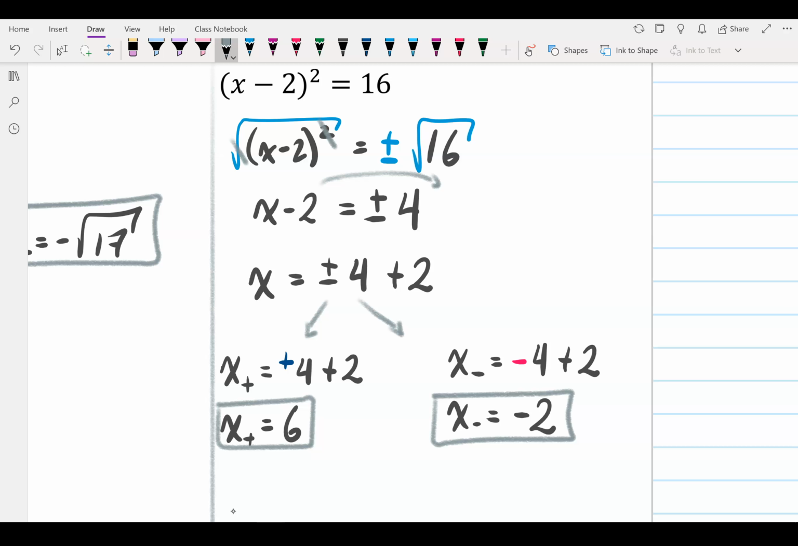And now we have our two distinct solutions. One situation where we have our positive 4 giving x equals 6, and then x equals negative 2. That's the solution to this. And now it is the moment of truth.